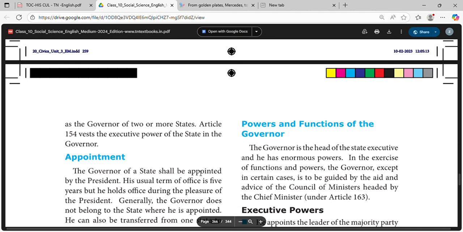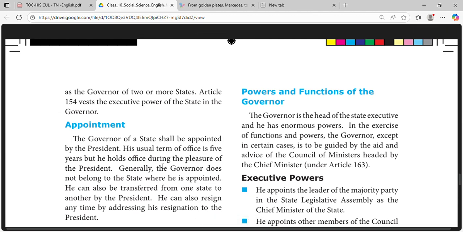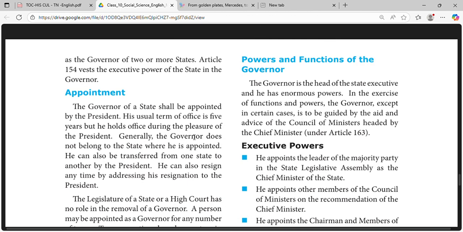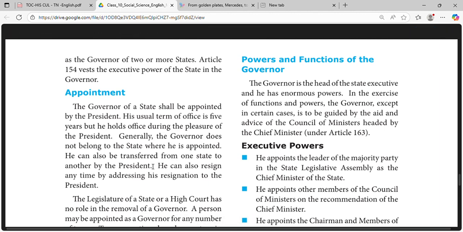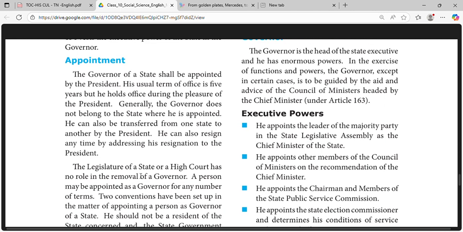The governor of a state shall be appointed by the president. His usual term of office is 5 years, but he holds office during the pleasure of the president. Generally, the governor does not belong to the state where he is appointed. He can also be transferred from one state to another by the president. He can also resign at any time by addressing his resignation to the president. The legislature of a state or a high court has no role in the removal of a governor.